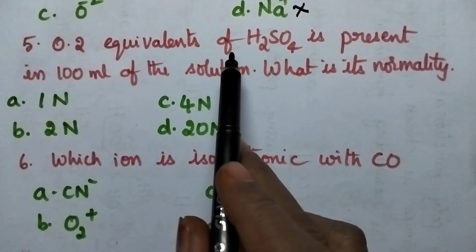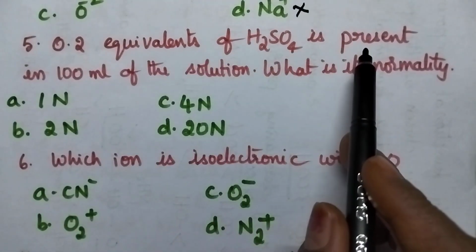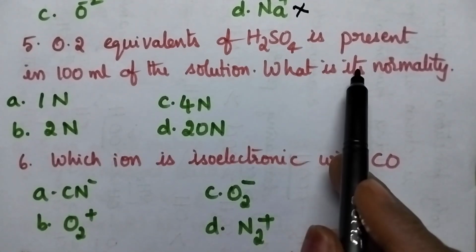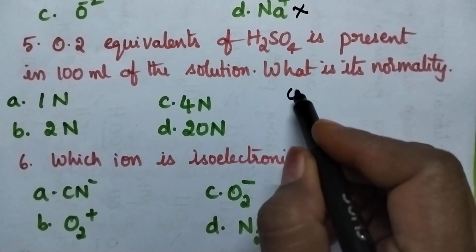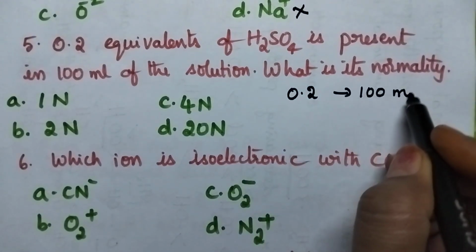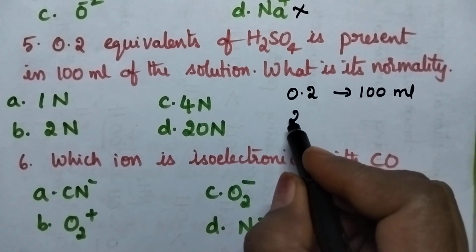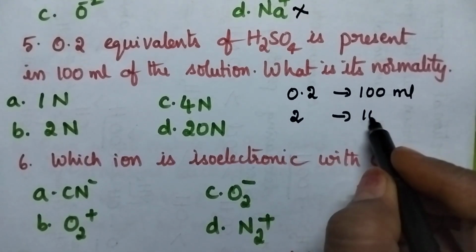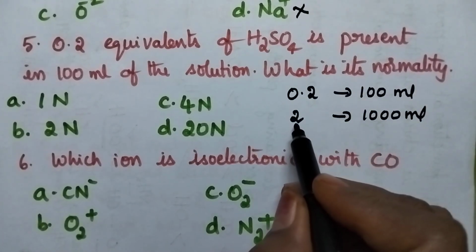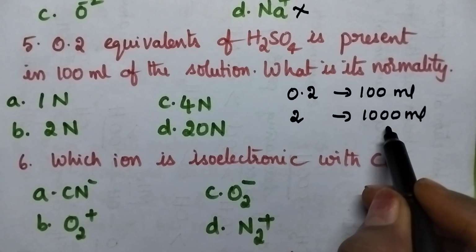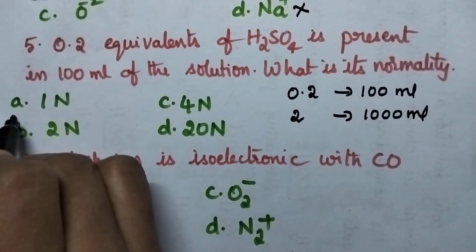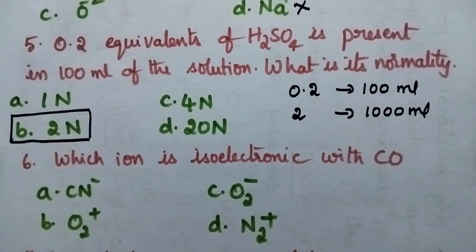0.2 equivalents of H2SO4 is present in 100 ml of the solution. What is its normality? So 0.2 equivalents are present in 100 ml of the solution. So 2 equivalents will be present in 1000 ml of the solution. So 2 equivalents in 1 liter of the solution means automatically its normality is 2 normal. So option B is the right answer.